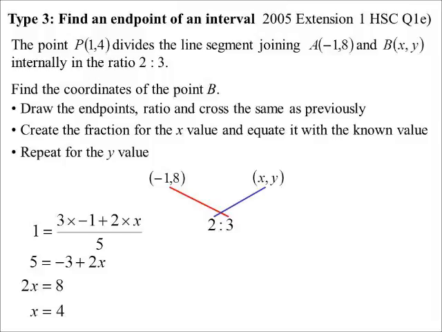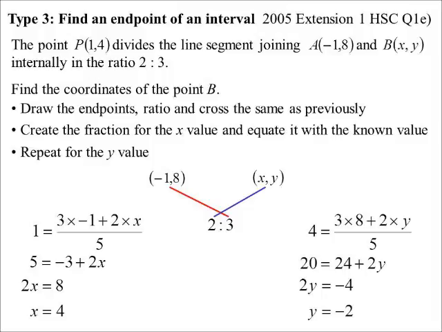I'll do the same for the y value. I know the answer is going to be 4. Bottom of the fraction is still 5, of course. Multiply along the crosses. 3/8 are 24. 2y's are 2y. Solving that one, -2. So there's our point B, 4, -2.